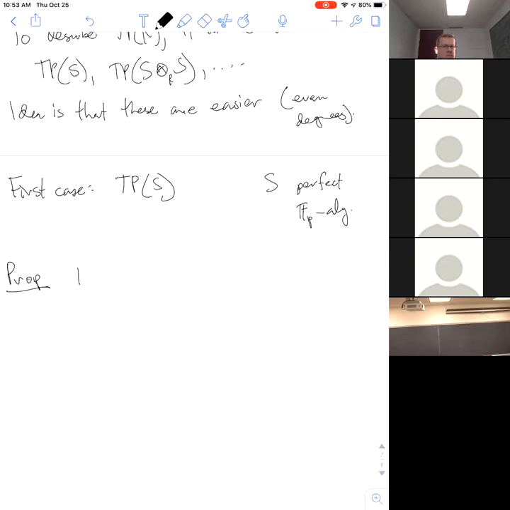So proposition: if S is a perfect F_p-algebra, then TP of S is 2-periodic, and in degree 0 you have the Witt vectors on S. It's 2-periodic, and the periodicity generator is coming from the fact that it's an S^1 Tate construction, so it's coming from the circle. Right. And so the theorem is that in degree 0 you have the Witt vectors, and then it's just 2-periodic. That's all there is.